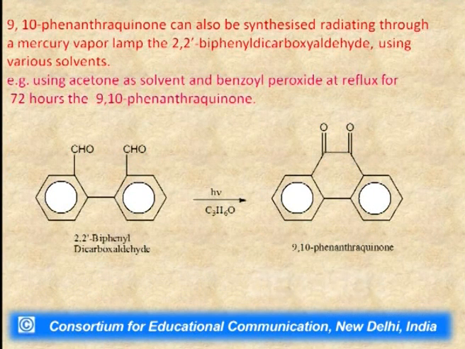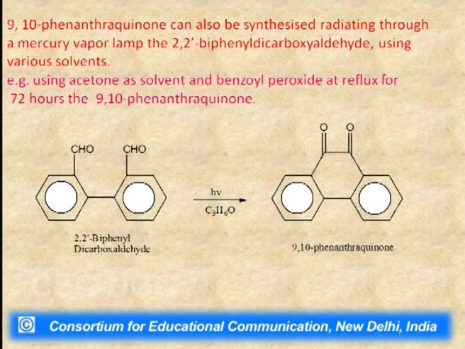This 9,10 phenanthraquinone can also be synthesized by irradiating with a mercury vapor lamp from 2,2-diphenyl dicarboxyaldehyde. This is the molecule in which we are having 2 aldehyde groups at the 2 and 2' positions. It undergoes oxidation in the presence of radiations, in the presence of sunlight, and we can get here this phenanthraquinone derivative.